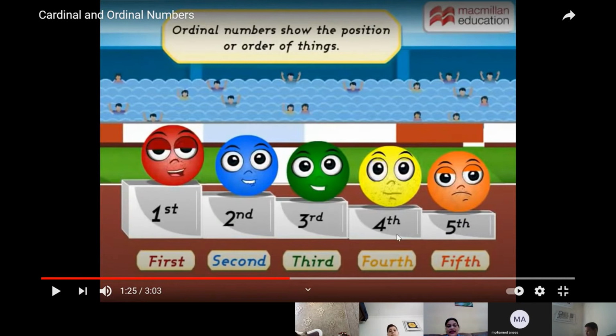So when we write like this, if I say he came first in the race, I'm showing his position, or she came fourth in the race, I'm showing her position in the race. So when we write like this to show positions, then we actually call this ordinal number. Clear?